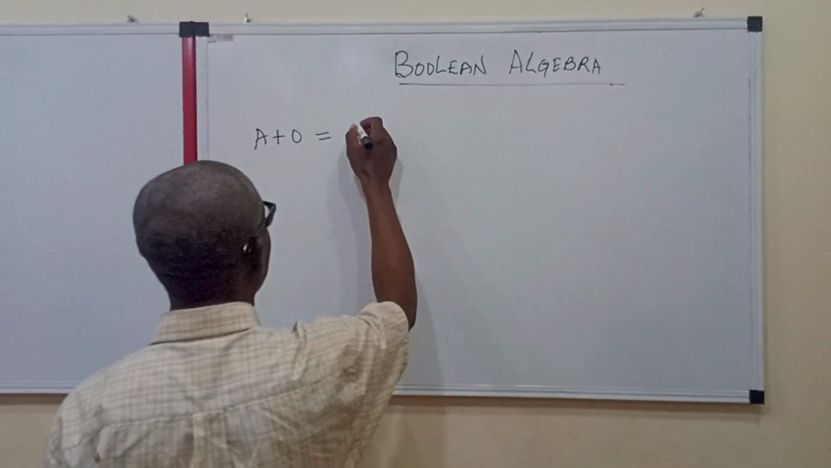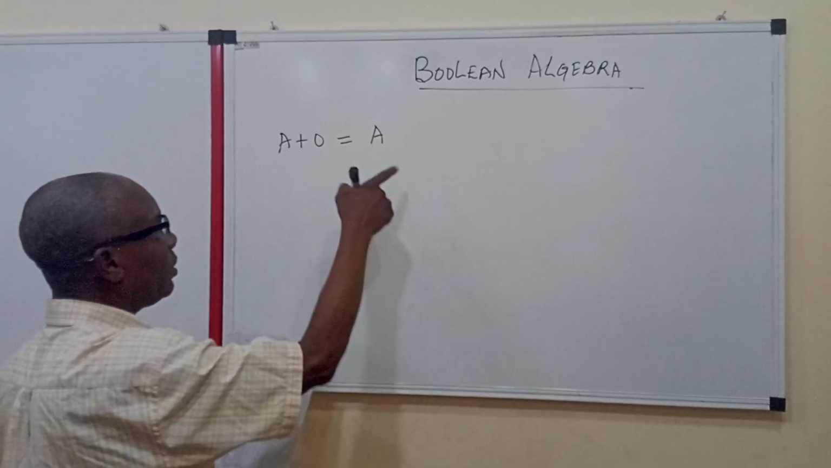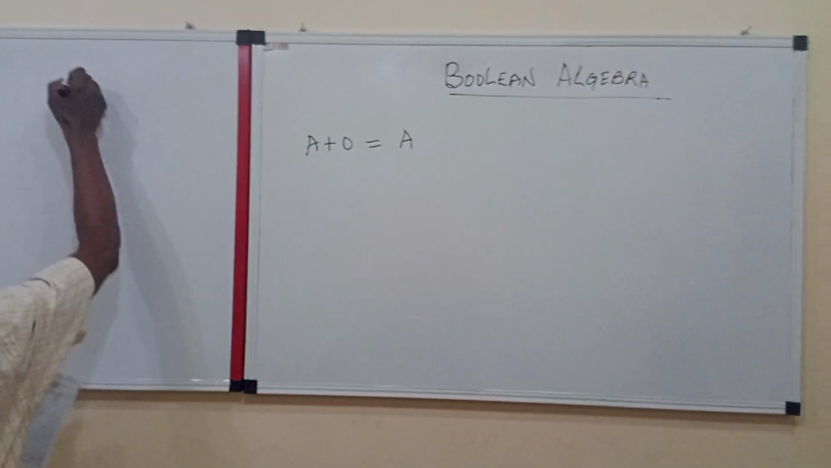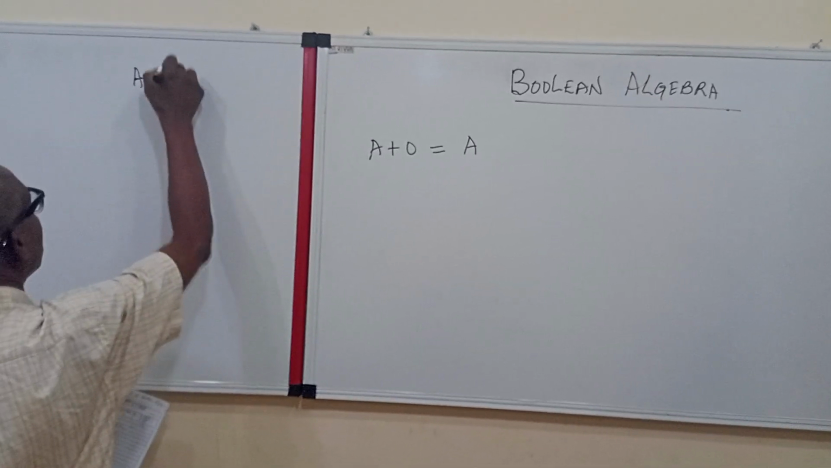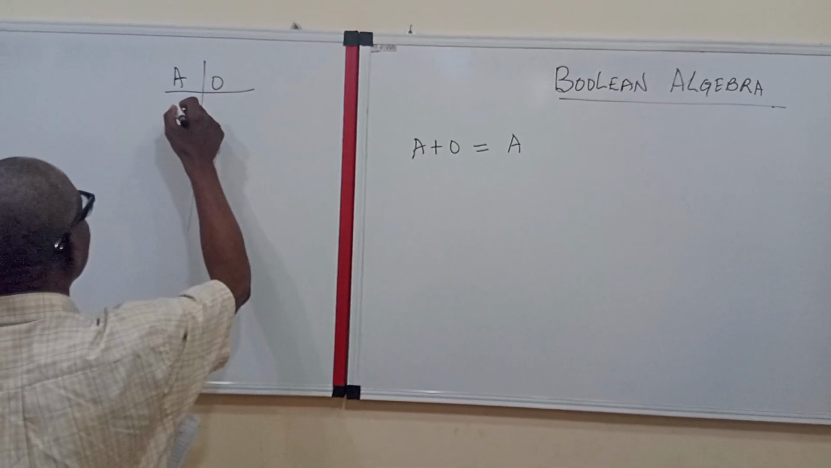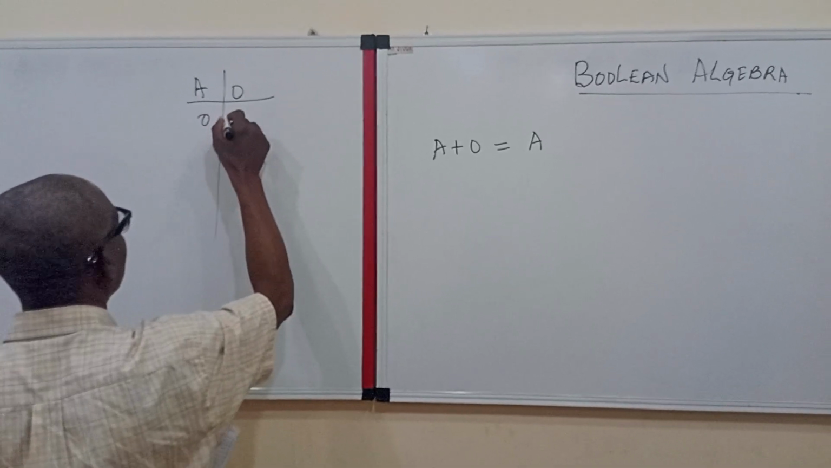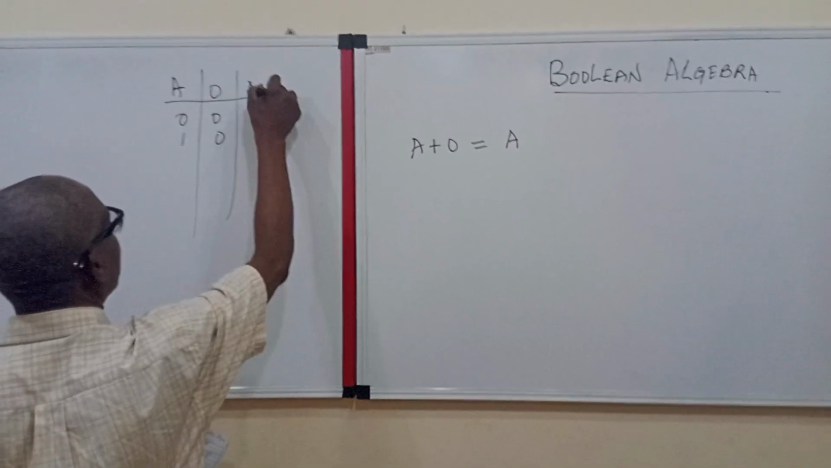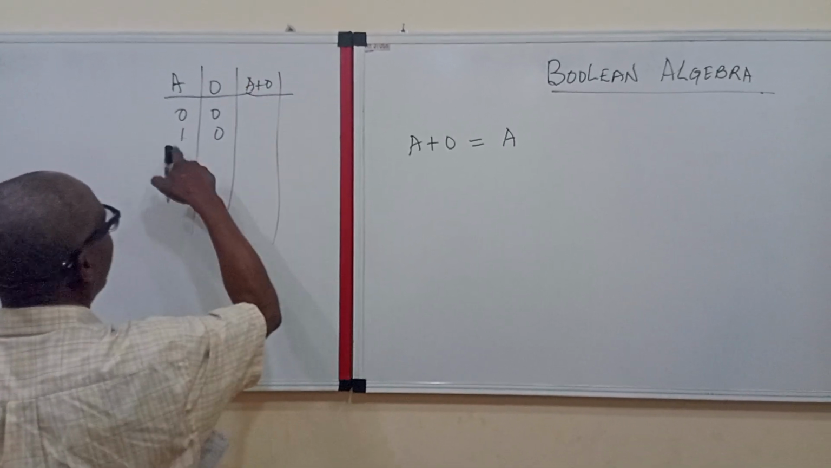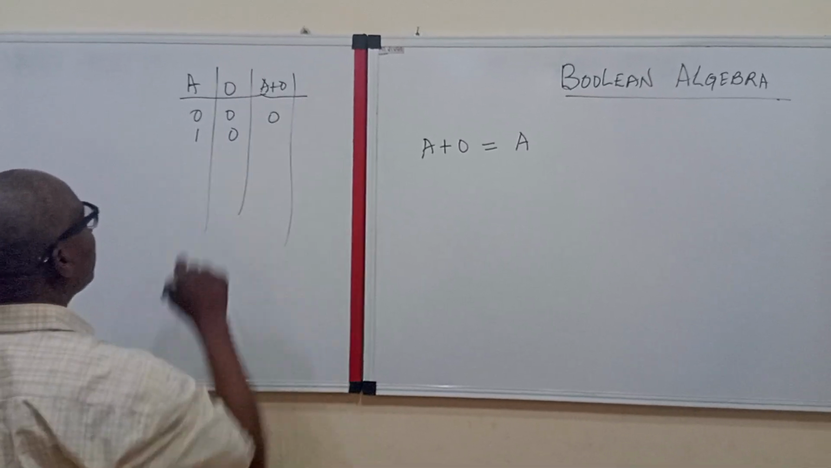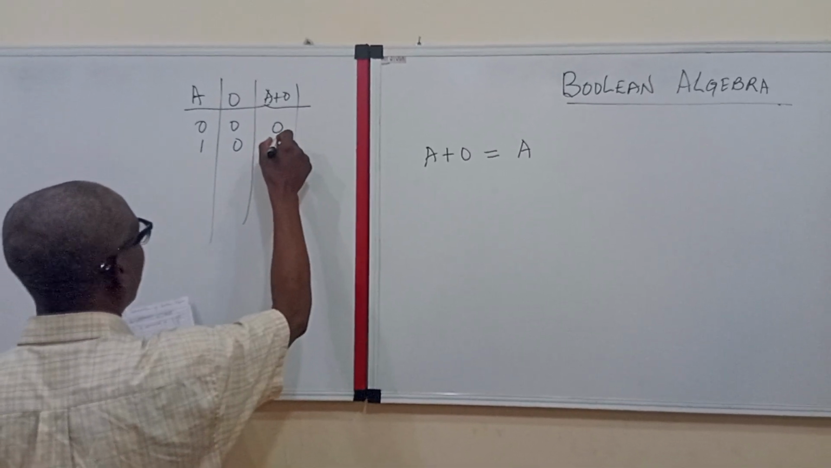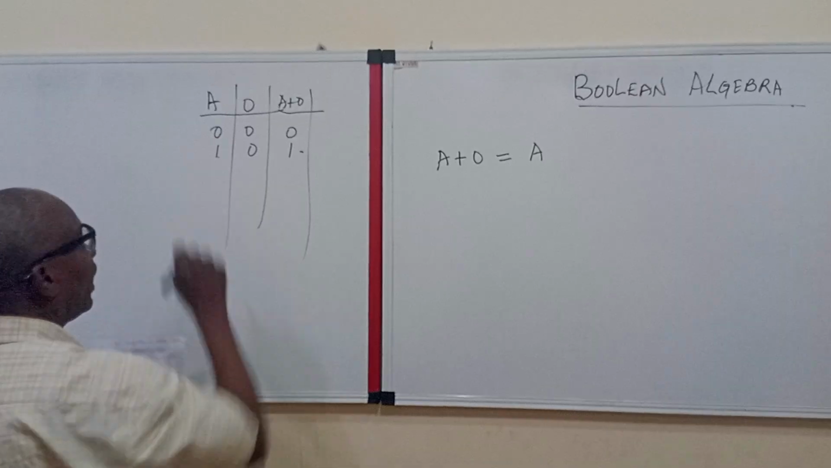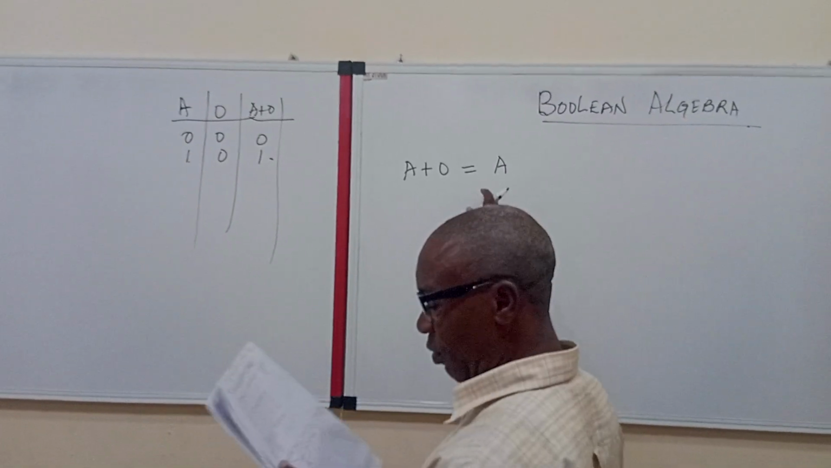A plus 0 is equal to A, that is A or 0. If we do a truth table on this side, we have A and 0, so we have 0, 0, 1, 0. A plus 0 is A or 0. So this is going to give you 0, and this is going to give you 1, which means whatever A is, that is what A plus 0 is. That is a proof of that.